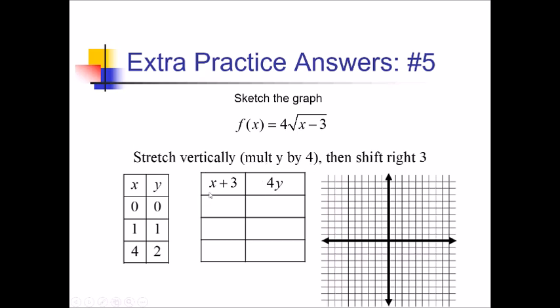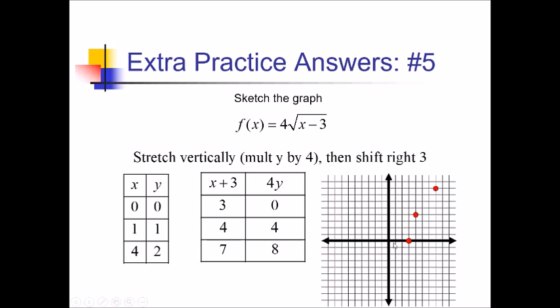Let's transform the x's now. So we got 0 plus 3 is 3, 1 plus 3 is 4, and 4 plus 3 is 7. Now we're going to multiply all the y values by 4. 4 times 0 is 0, 4 times 1 is 4, and 4 times 2 gives us 8. Putting those on a graph, 3, 0, that's right about here. And then 4, 4, right up there. And our last point, 7, 8, that's going to be right here, I believe.